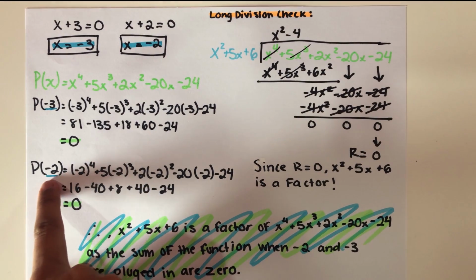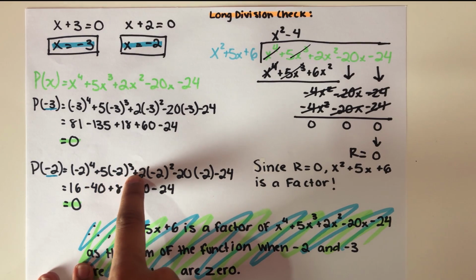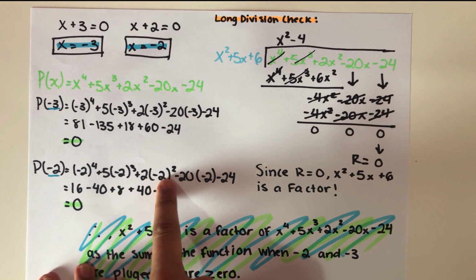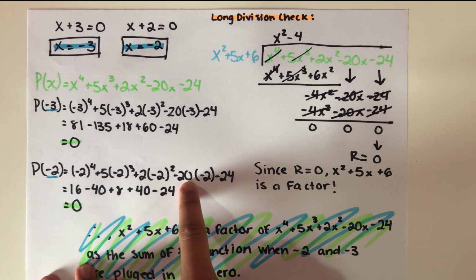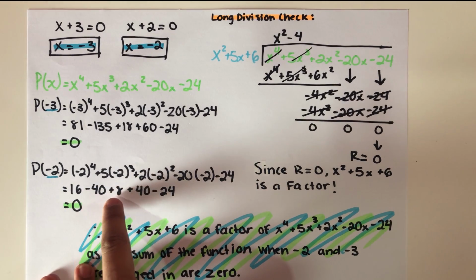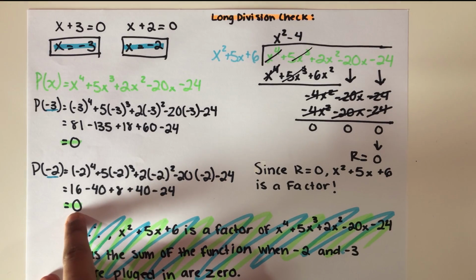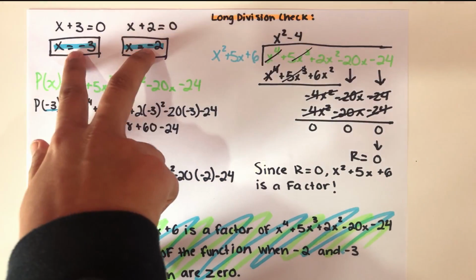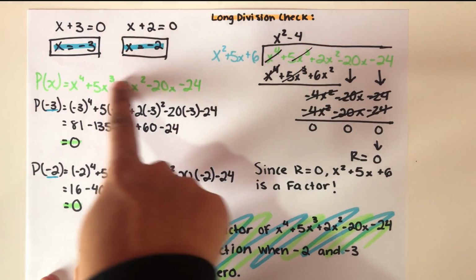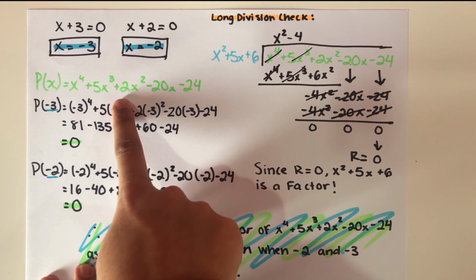Okay, now let's try negative 2. So negative 2 to the power of 4 plus 5 times negative 2 to the power of 3 plus 2 times negative 2 to the power of 2 minus 20 times negative 2 minus 24. We get 16 minus 40 plus 8 plus 40 minus 24. And we also get 0. So that means these two are factors of this equation right here. Okay, so that means that this equation is a factor of this equation.